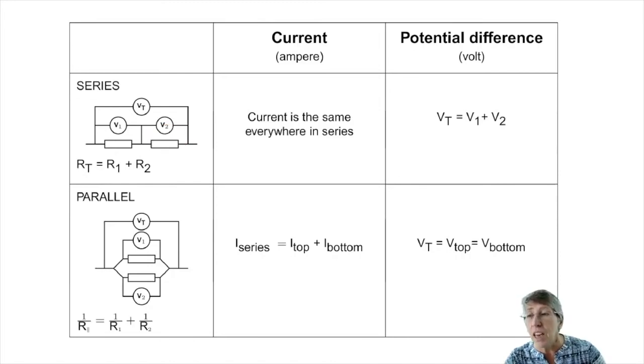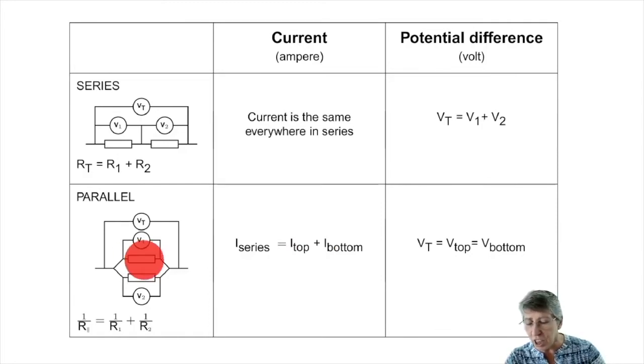In parallel, if you've got 3 coulomb per second arriving over there and 1 coulomb per second is choosing the top part, that means the other 2 coulomb should choose the bottom part. So that always tells you the total current is just going to be the top and the bottom added together. And when we get to potential difference, remember that's all about energy.